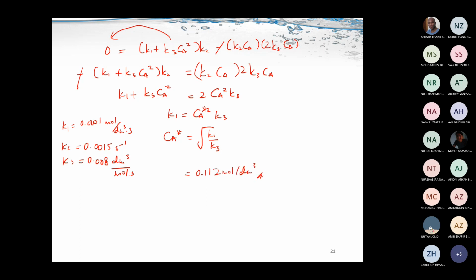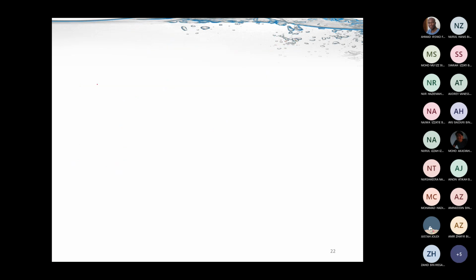Okay, that's why bila you buat benda ni kena betul lah, nanti that you punya CA akan lari. Okay, so from here you can calculate what is SBXY. Okay, so the SBXY is equals to K2CA, okay, per dengan K1 plus with the K3CA kuasa 2.